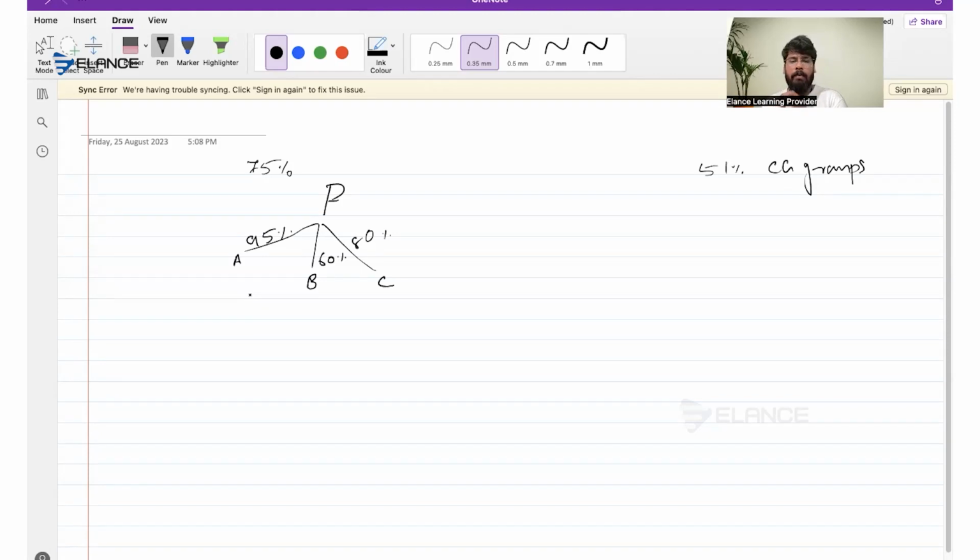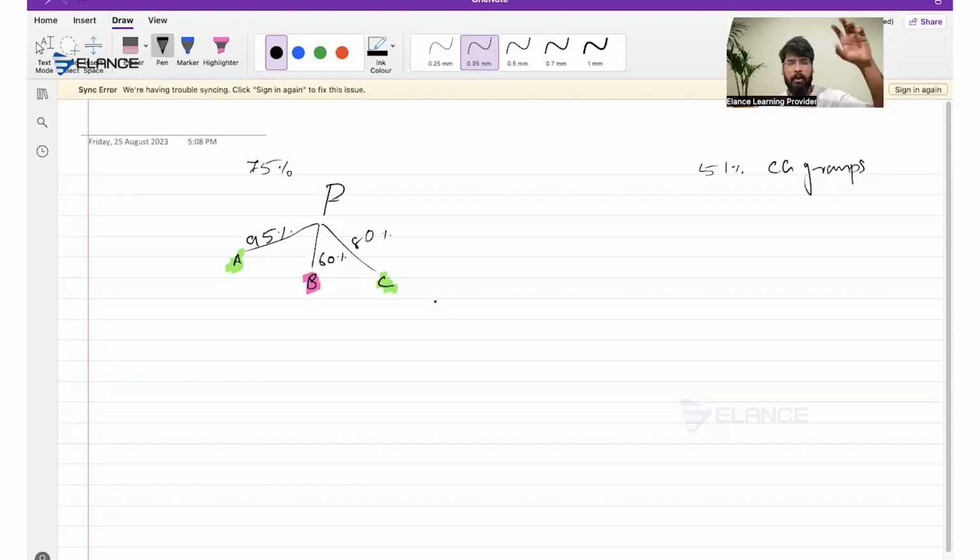So these subsidiary companies can join in the 75% group if the parent has more than 75% direct interest in the subsidiary. So here, A company can join in the group because the parent has 95% direct interest there. And C company can also join in the group. And B company cannot join the group, because the parent only has 60% direct interest in the B company.